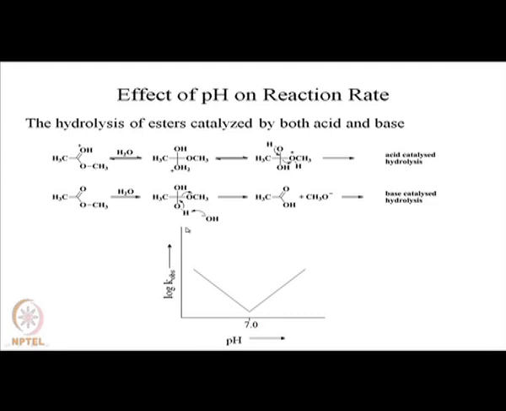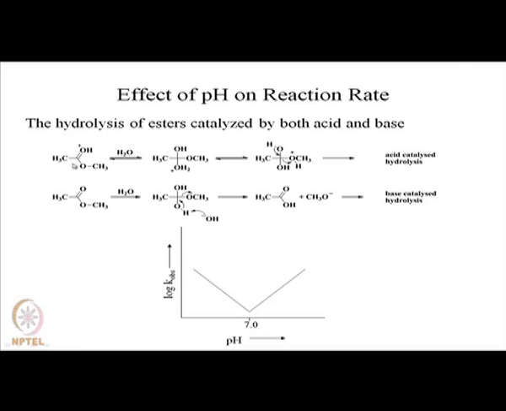And if we plot the logarithm of the observed rate constant as a function of pH, it is found that at pH 7, that is at neutral pH, the rate is minimum. So, if you go this way, in the acidic region, or in the basic region, the reaction rate is increasing.